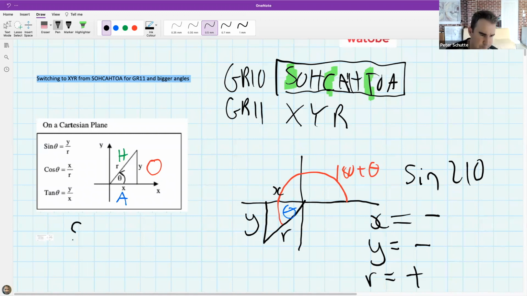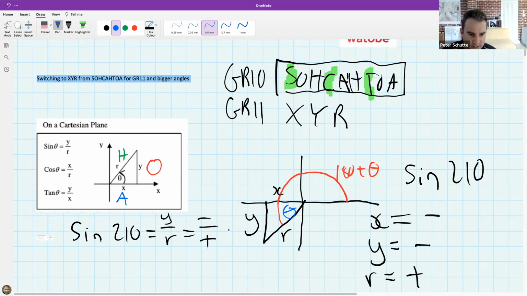So let's just have a quick look here. If I wanted to know sine in this quadrant, so the sine in quadrant 3, sine is going to be negative. So the sine of whatever the original angle was, let's say the sine of 210, in this quadrant is going to be negative. Now let's think about this quadrant in terms of Y's and R's. Sine is Y over R, and that means it's going to have negative over positive. So that's why we know that sine is negative in the third quadrant.